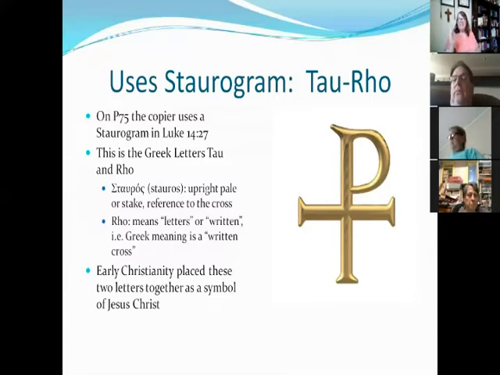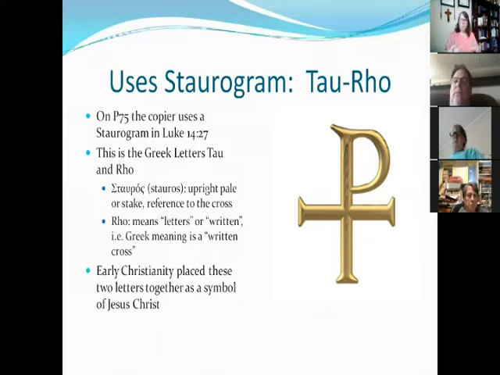I think a lot of us know the Chi-Rho, which is the X and the R, the cross. This is the symbol with an X, not a P, but this is the tau-rho, and it's called a staurogram. The stauros, which is the upright pole or stake, always references the cross. And then the rho means a letter kind of imprinted on that stauros.